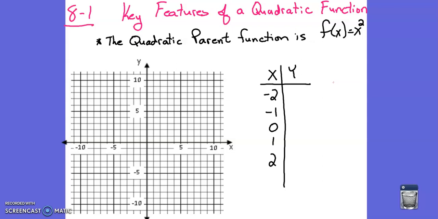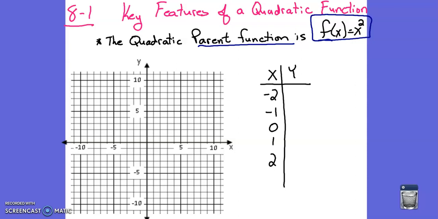This is 8.1, key features of a quadratic function. So we're going to start talking about bigger functions and graphing them. In the next two chapters, we're going to be dealing with quadratic functions. And the beginning part of it is right here. So f of x equals x squared. And this is called the quadratic parent function.